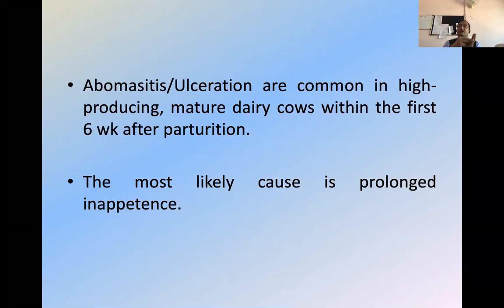Later on, it converts into ulcer, and mostly this type of disease is found in the cattle that are high producing, that are used for getting more milk. So this disease is very common in cattle that are given a large quantity of concentrate. So mostly the cause is a prolonged inappetence.